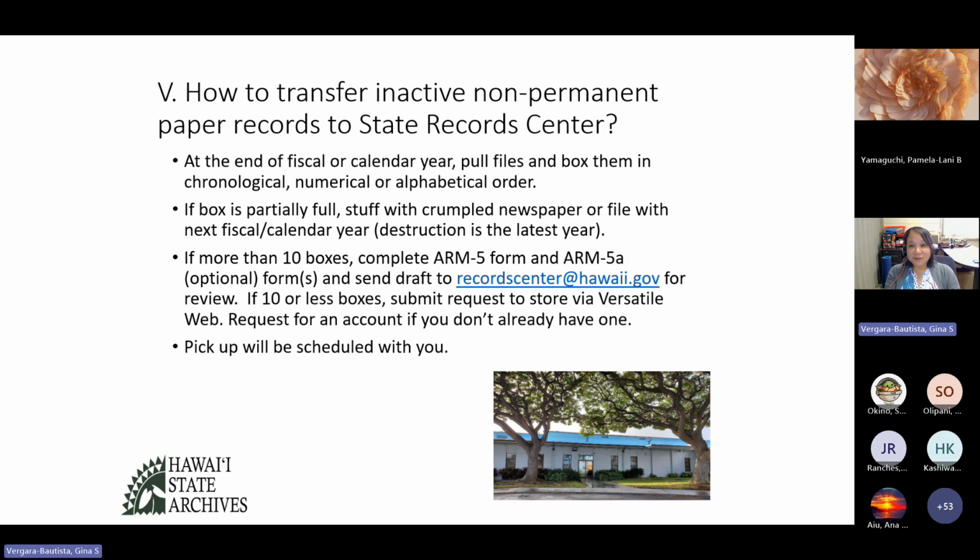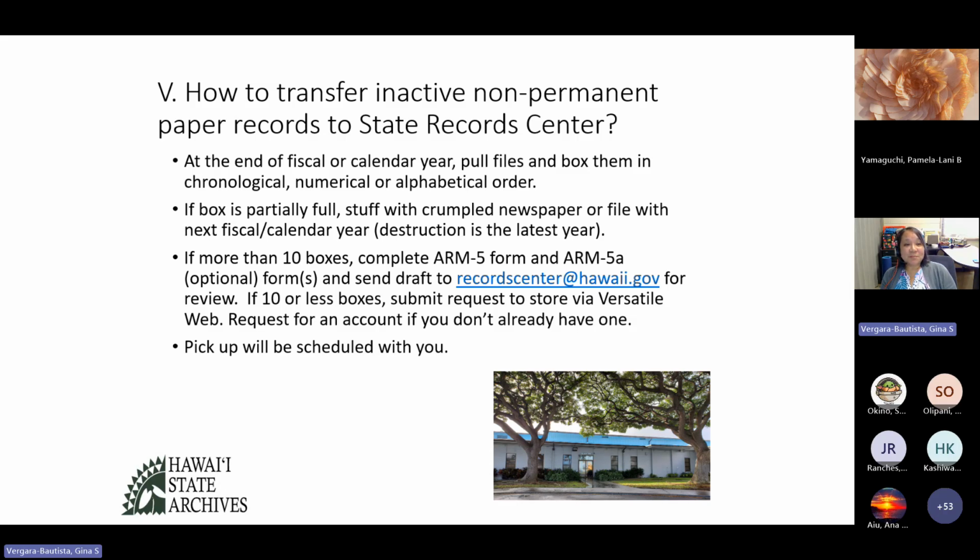So one fiscal year would have a set of boxes. That's one accession. Another fiscal year will have its own set of records. You can box them from one to whatever. In your box numbering system, you could put 2021-1, which is the box number, 2021-2. And then for the next accession, 2022-1, 2022-2, and so forth.